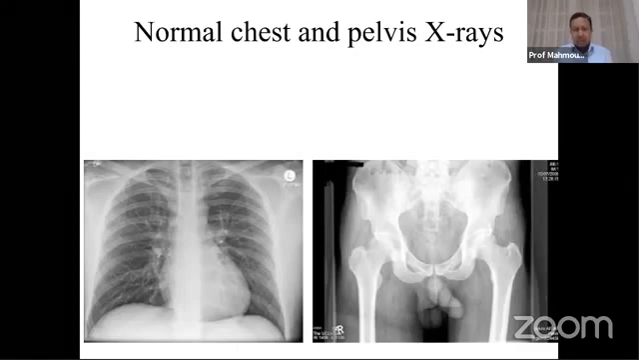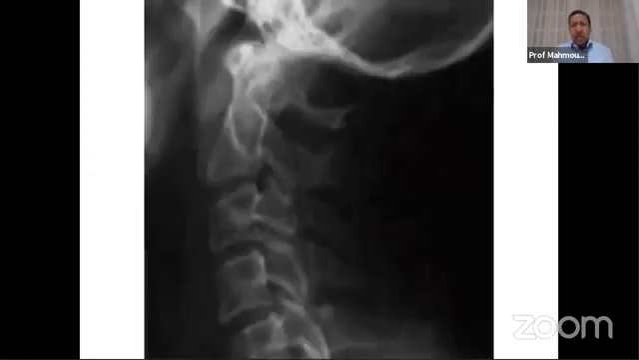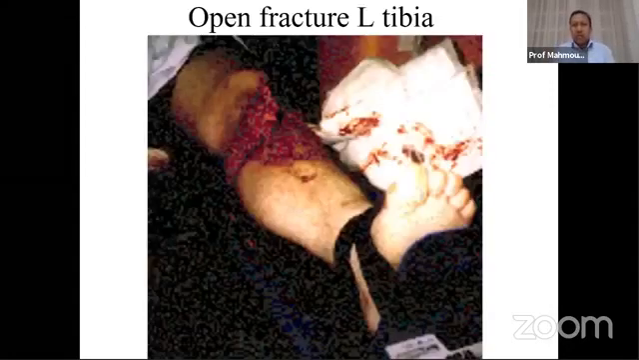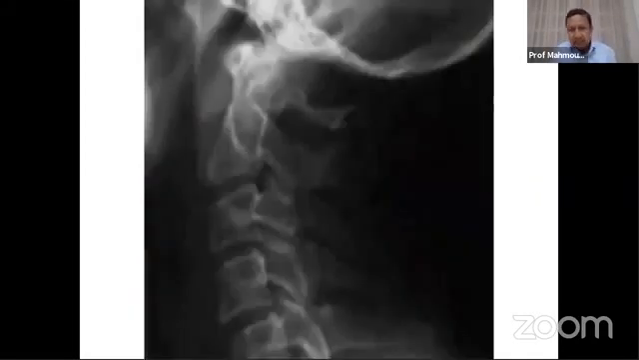But I think it is good to know how to spot pneumothorax, hemothorax, widened mediastinum, or any damage to the heart. Here is a scenario for a patient, which I'm going to discuss very quickly. This is a patient who came with an open fracture left tibia. And as you can see here, this is a cervical spine X-ray.